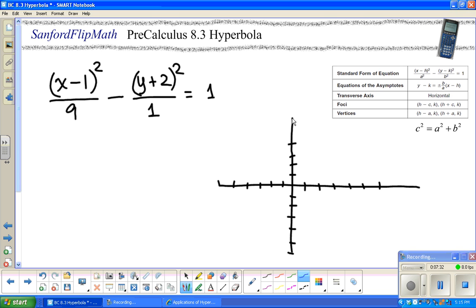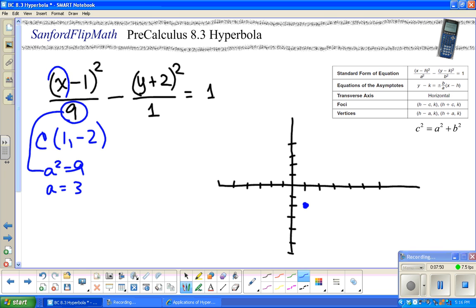First of all, the center, as you already know, is (1, -2). So I'm going to put the center right here. And then how I start out is, as I've said a bunch of times, very much like the ellipse. Here, a squared is 9, so a is 3, and this is under x, so we're going to go left and right 3. Then in the same manner, we're going to go up and down. b squared is 1, so b is 1, so we're going to go up and down 1.